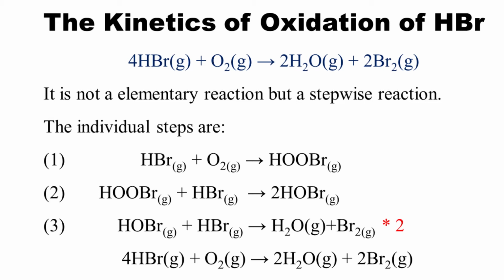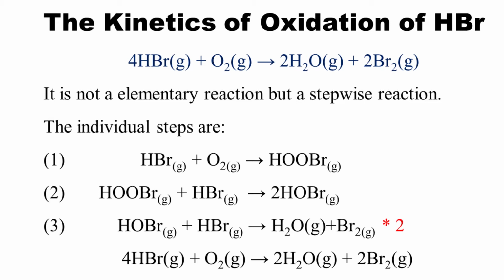Molecularity of the second step is also 2. Molecularity of the third step, it's 2. Even though we multiply it by 2, we just need 1 HOBr combining with 1 HBr to give you H2O and Br2. We multiply it so that we get the final tally to get the final balanced equation. That multiplication does not give you the molecularity as 4 for the third step, it's still 2.